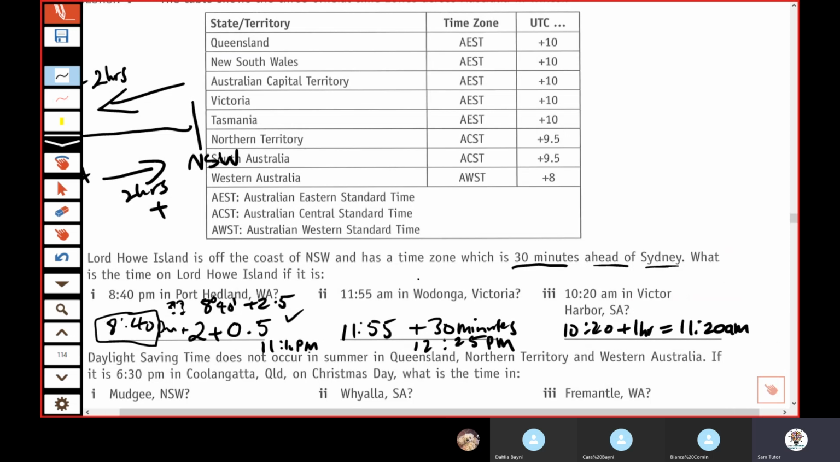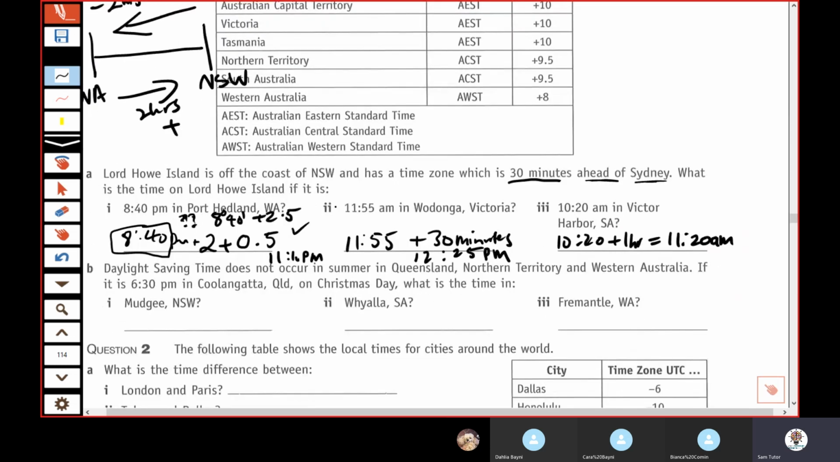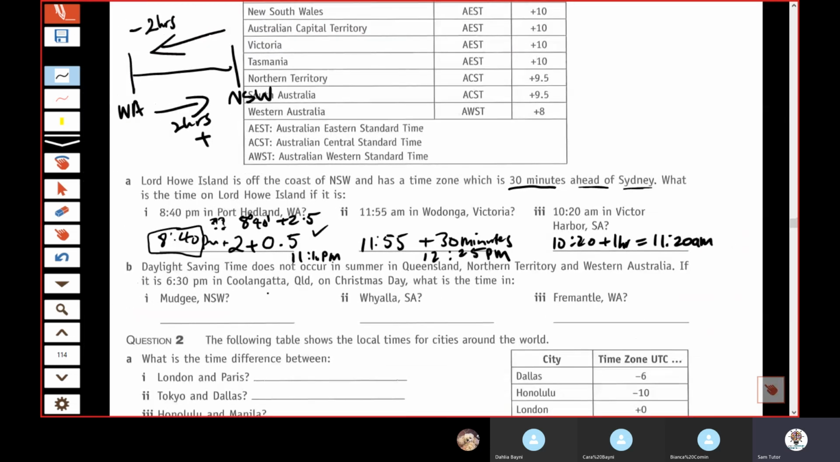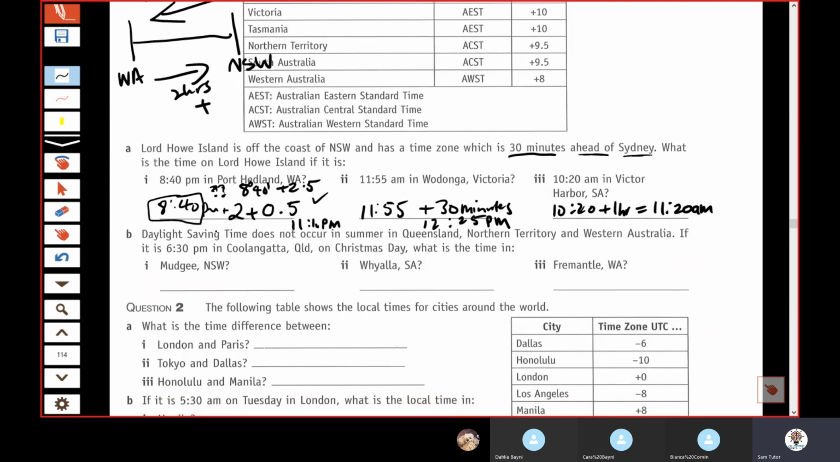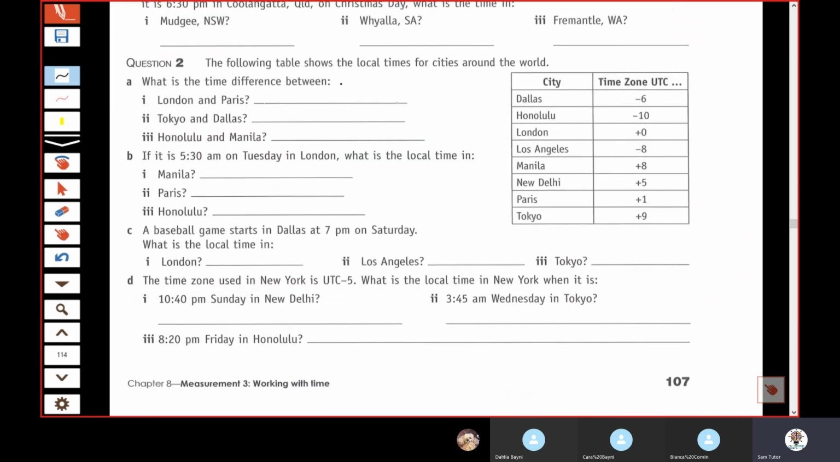Any questions there? Please let me know if I'm going too fast. I think we can skip the next one. It's pretty much the same thing. Yeah, that's not a problem. Daylight savings, you're just going to take away one. I'll rather do these ones here.